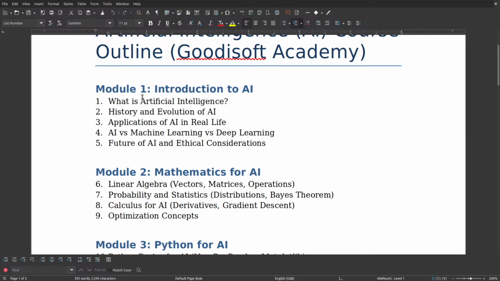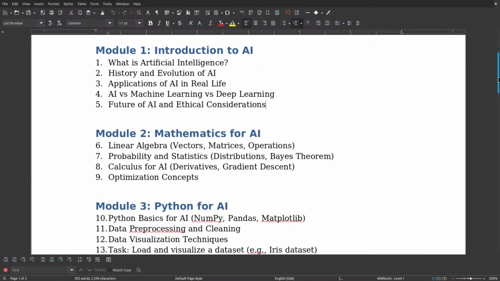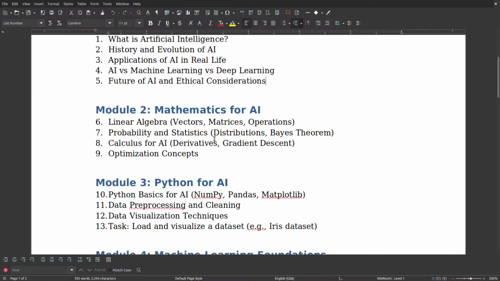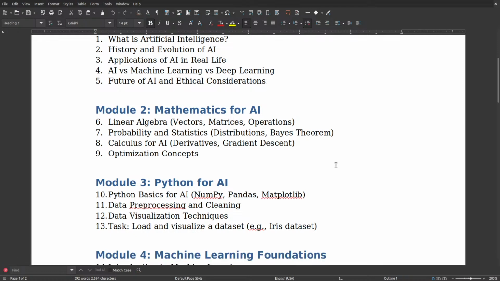So in module one, we'll cover the introduction. Then in module two, we're going to talk about mathematics for AI. We're going to look at linear algebra, vectors, matrices, and operations. We're also going to look at probability and statistics, that's distributions and Bayes' theorem. Then we're going to look at calculus for AI, that's derivatives and gradient descent. We are also going to look at optimization concepts to cover the mathematics for AI. That is what we're going to look at.